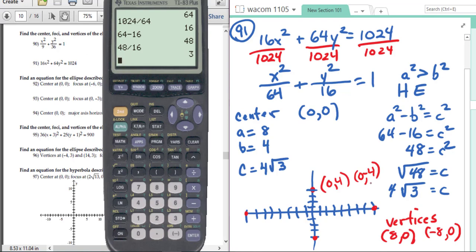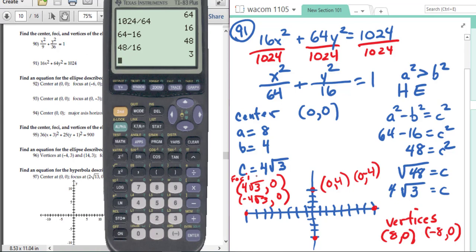Right, and your foci will be on your major axis. So we are going to have (4 square root of 3, 0) and (negative 4 square root of 3, 0). That will be the foci.